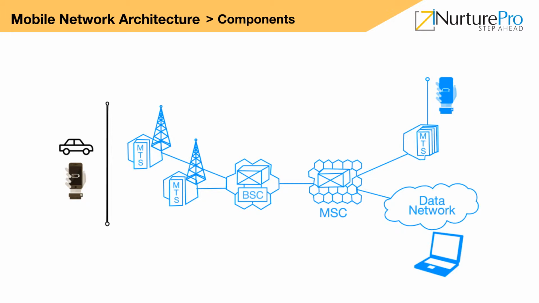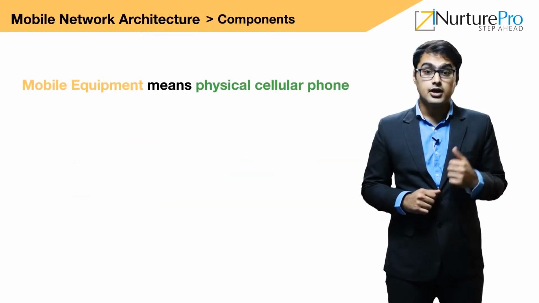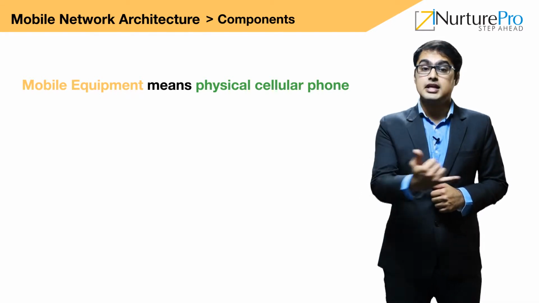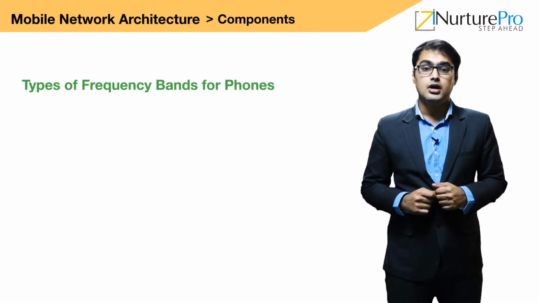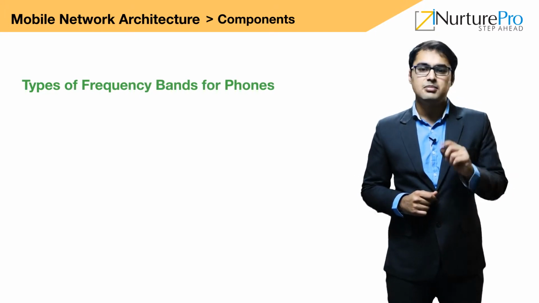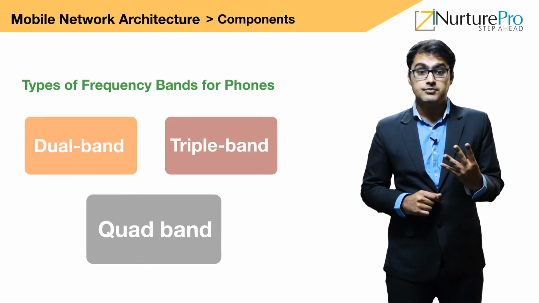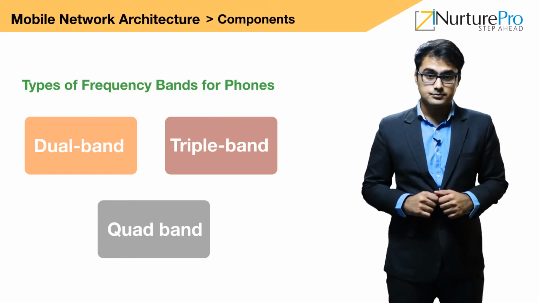Let us now understand the working of different components in a mobile network architecture. Let us first begin with the first component, that is a mobile equipment. Mobile equipment means a physical cellular phone that works on a cellular network. Let us now look at some features of a mobile equipment. While old phones worked on a single band, the recent phones have dual band, triple band or even quadruple band. A quad band can work on any network all over the world.